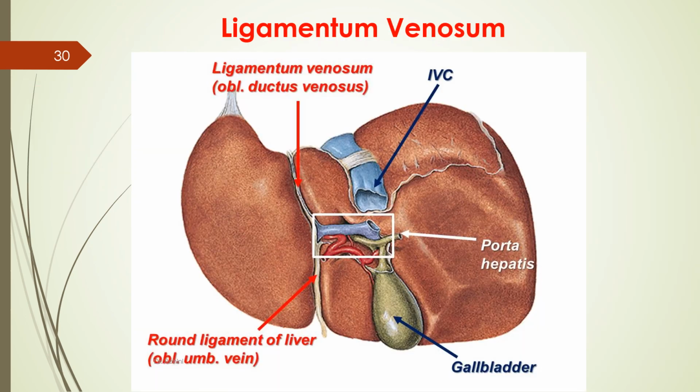Now coming to ligamentum venosum, this fissure. Fine, this is the inferior surface. This is part of the posterior surface. Actually, this is the inferior visceral surface. This is the fissure for ligamentum venosum.